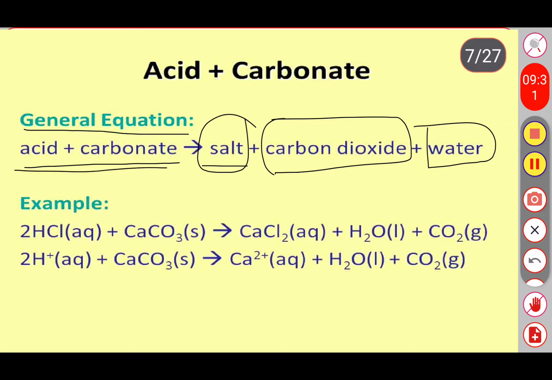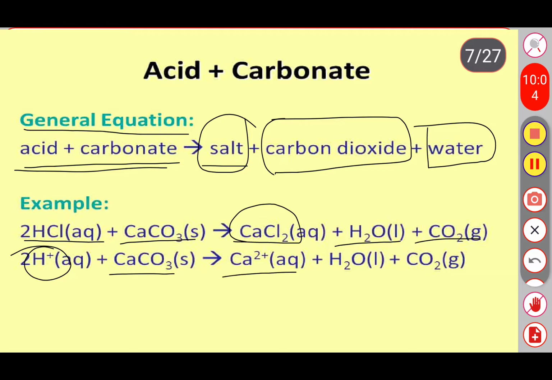Some examples are given here. When HCl, hydrochloric acid, is combined with calcium carbonate, what does it form? Calcium chloride. Calcium chloride is one type of salt. Next is water along with carbon dioxide. Similarly, when calcium carbonate is combined with hydrogen ions, it forms calcium ions along with water and carbon dioxide. So these are the examples for the first type of formation of salts.